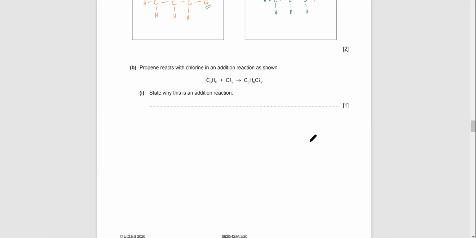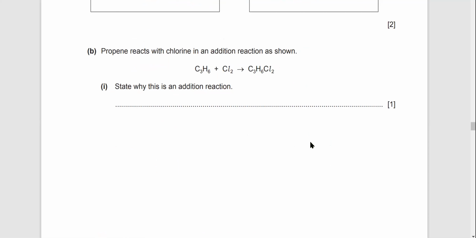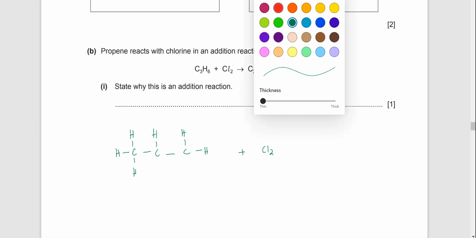अच्छा नेक्स्ट वन इज कि वो कह रहे हैं कि प्रोपीन विद क्लोरीन इज एन एडिशन रिएक्शन. प्रोपीन alkenes के एडिशन रिएक्शंस होते थे unlike alkanes. If you have an alkene like this one, तो इसका अगर रिएक्शन Cl2 के साथ होता था what would happen is कि the double bond would break and Cl's would get added, so it was an addition reaction.